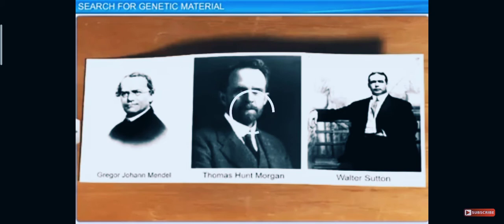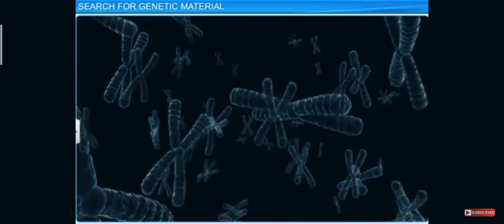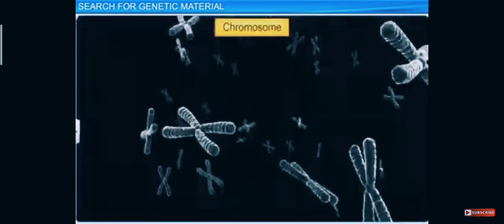In fact, Gregor Mendel, Thomas Hunt Morgan, Walter Sutton, and numerous other scientists had narrowed their search for genetic material to chromosomes.